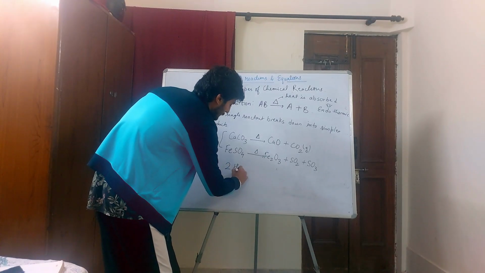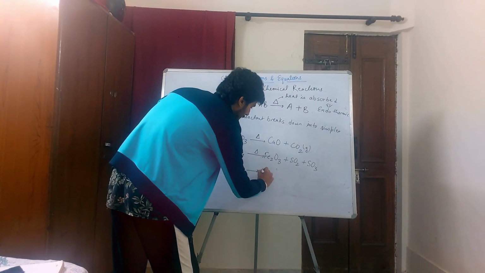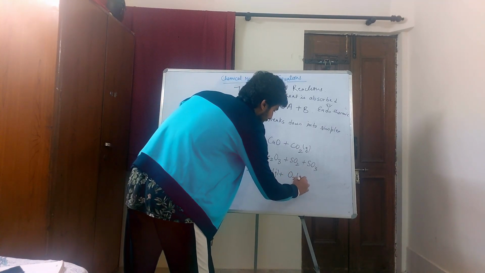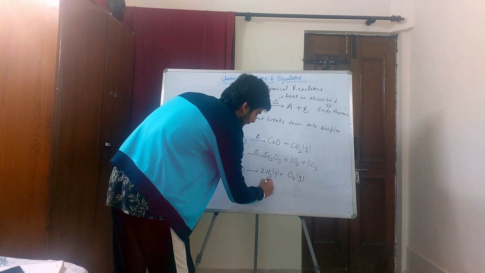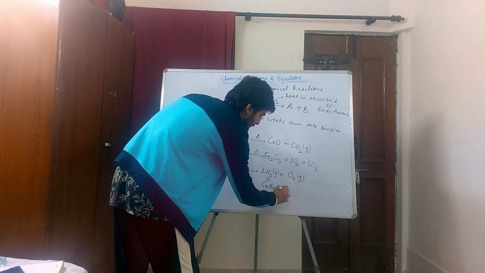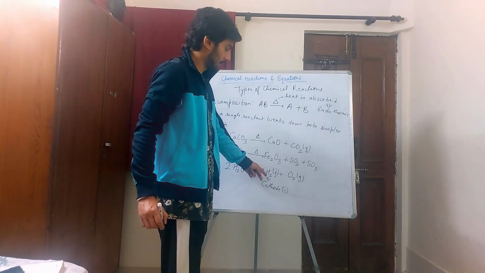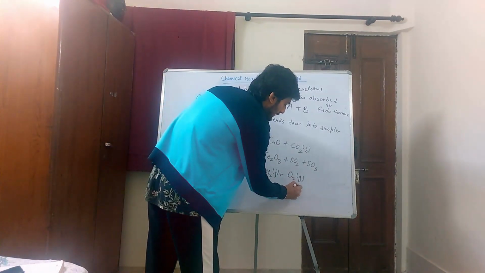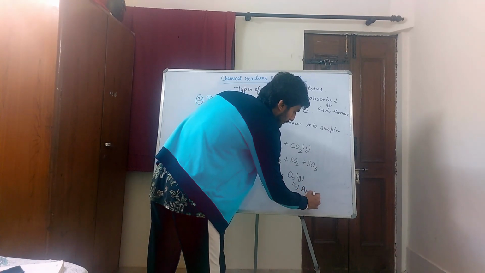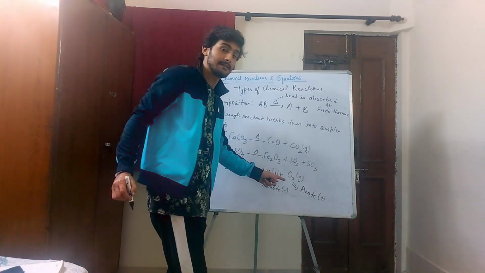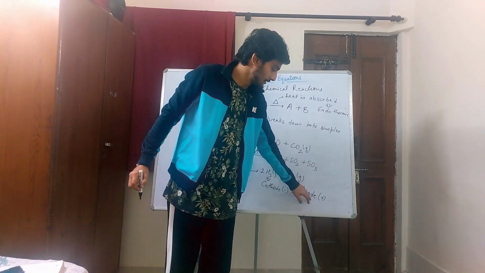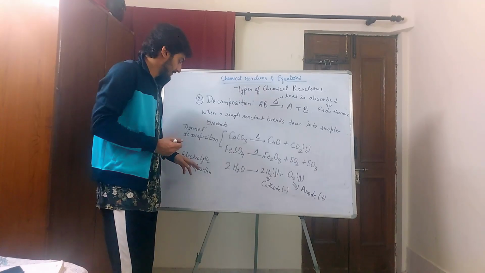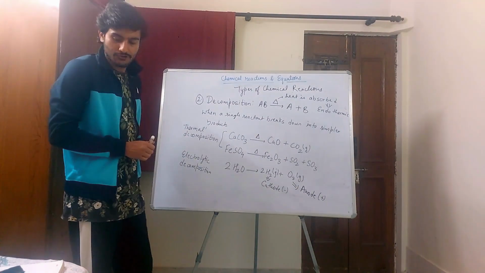So I am writing the balanced equation. 2H2O gives me 2H2 gas plus oxygen gas. Remember, hydrogen is produced at the cathode, because the cathode is negatively charged and hydrogen has a plus charge. That's why plus will be attracted towards the negative. And the anode is where oxygen is produced. As you know, oxygen carries a negative charge, so it will be produced at the positive terminal of the system. So this is your electrolytic decomposition.